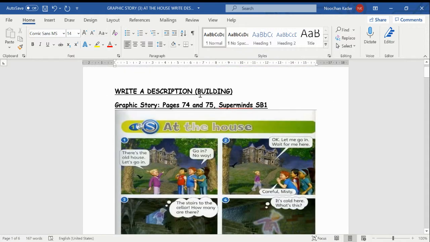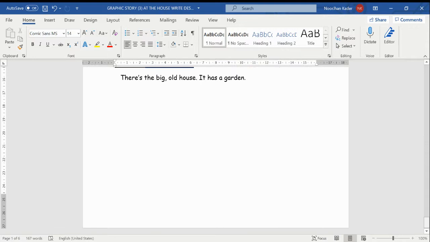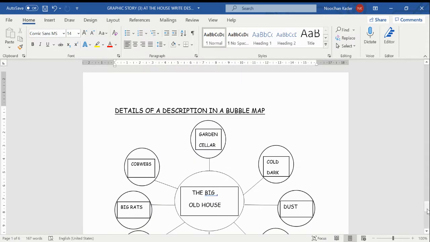Okay, write a description. Why did I put building here? Building is just a general category for the house. A house, an old house, or a new house, all houses go into the same category, which is building. So write a description of the building, or write a description of the old house from the graphic story. So it has a garden.